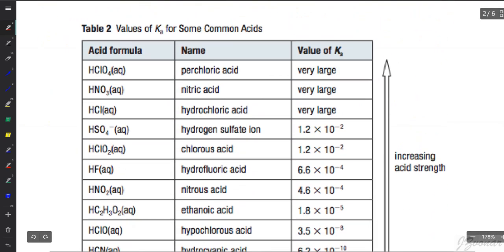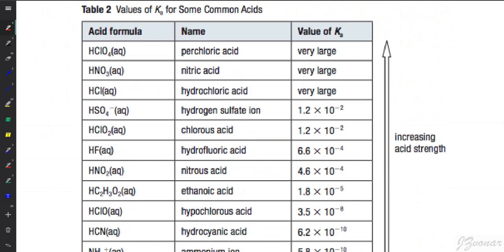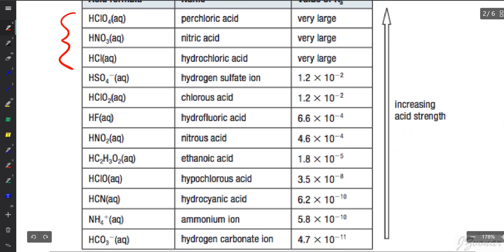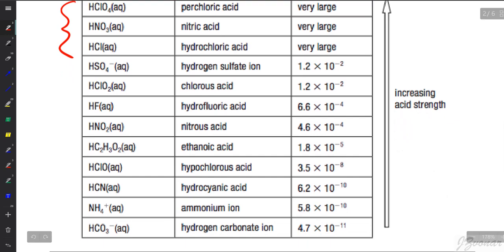Now here are some examples of Ka values, the acid ionization constant, for some common acids. This is just a very shortened version of the table, but you'll notice that my strong acids here have very large Ka values, so they are not even included. The strength of the acid increases as we go up.